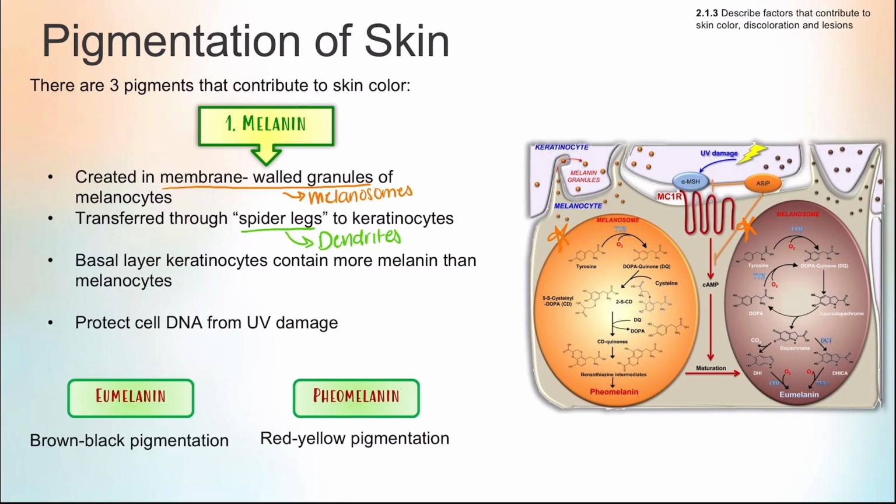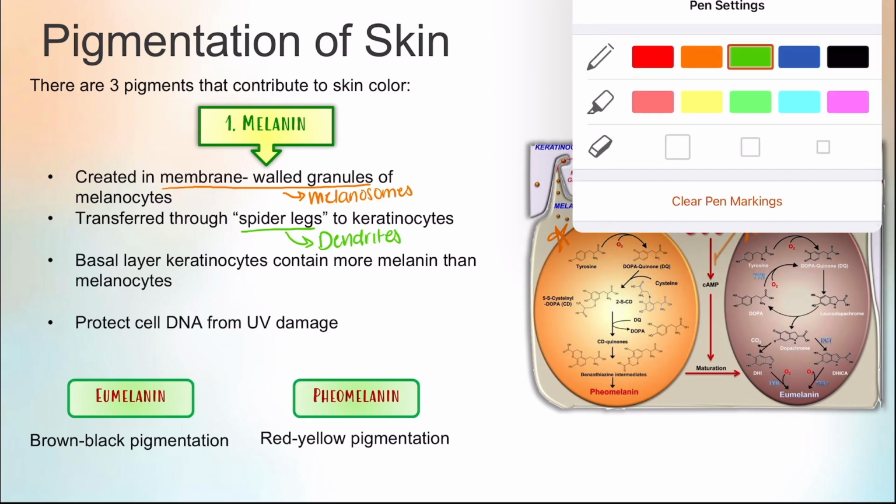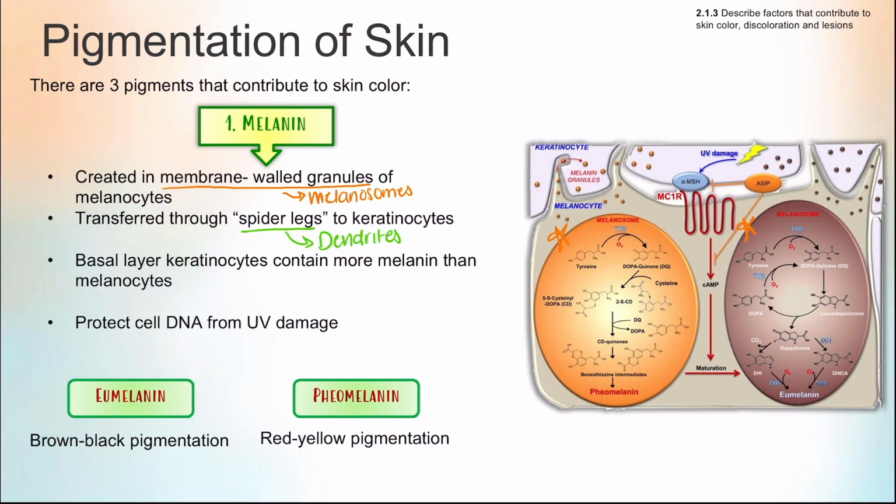Now, our basal layer keratinocytes are going to contain much more melanin than the keratinocytes higher above. And we are also going to see that keratinocytes contain more melanin than the melanocytes themselves. So think of the melanocytes kind of as a production facility. They are just going to produce the material and then transfer it to the keratinocytes. So our keratinocytes are going to be the actual storage or buyer of that material.